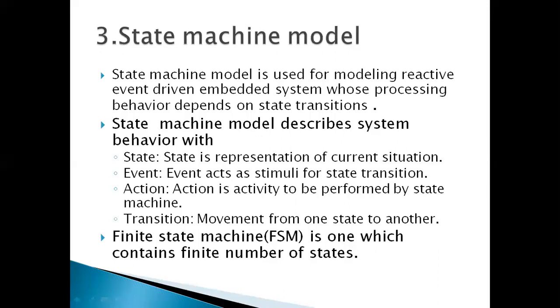This state machine model is mainly used for modeling reactive, event driven embedded systems whose processing behavior depends upon the state transition. The state machine model describes the system behavior; it consists of states, events, actions and transitions. State is a representation of the current situation. Events act as a stimuli for state transition. Action represents the activity performed by the state machine, and transition represents the movement from one state to another state. A finite state machine is one which contains a finite number of states.